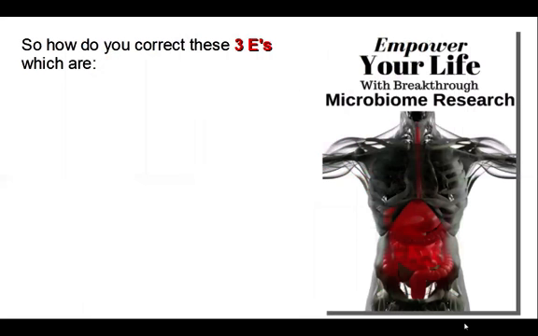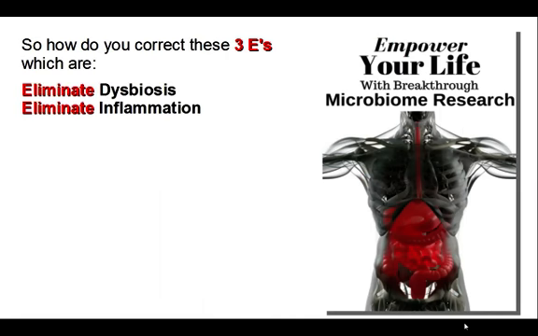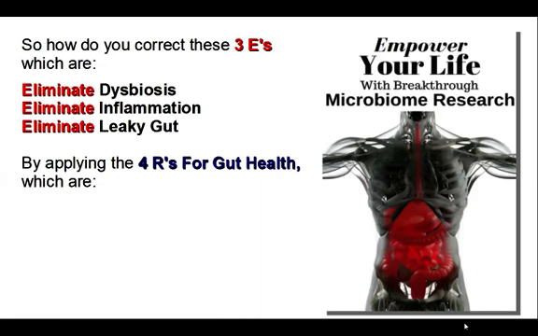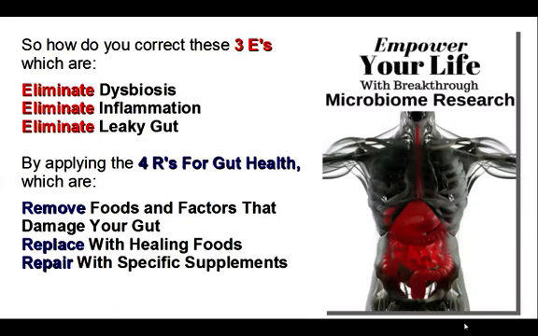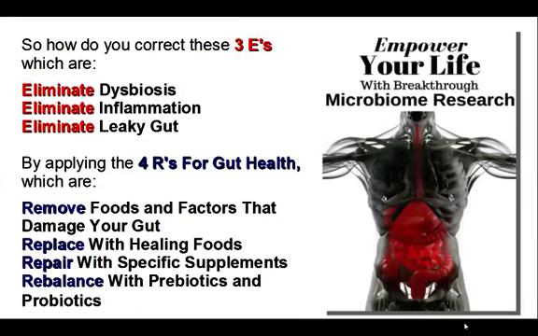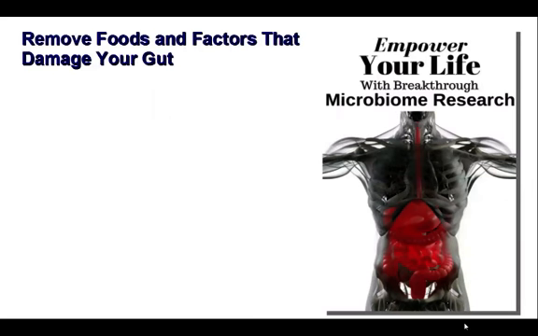So how do you correct these 3 A's, which are eliminate dysbiosis, eliminate inflammation, and eliminate leaky gut? Well, you do it by applying the 4 R's for gut health, which are remove foods and factors that damage your gut, replace with healing foods, repair with specific supplements, and rebalance with prebiotics and probiotics. Let's start with the first R, which is remove foods and factors that damage your gut.